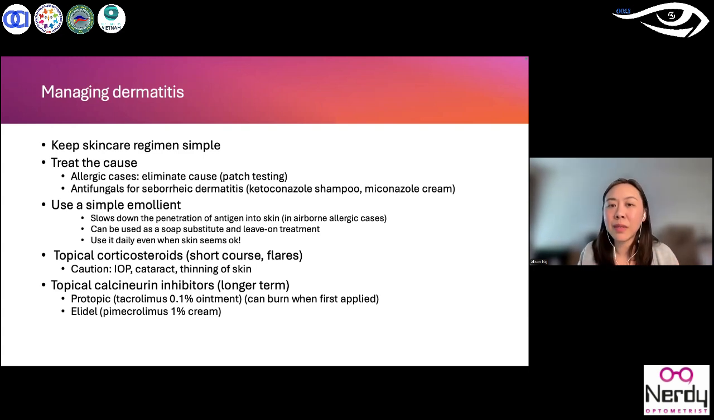When you talk about treating the cause, like I said, for your seborrheic dermatitis patients, you're going to be using something like an antifungal. So whether it's a ketoconazole shampoo or miconazole cream, because you need to target the yeast population for those particular patients, okay?